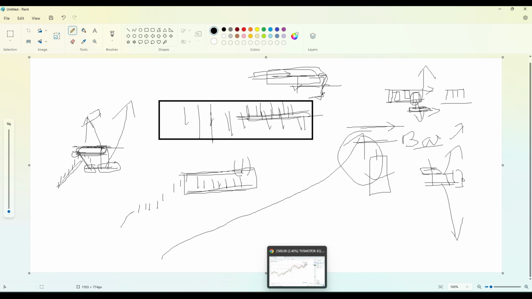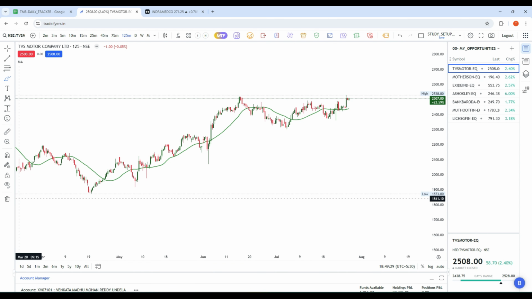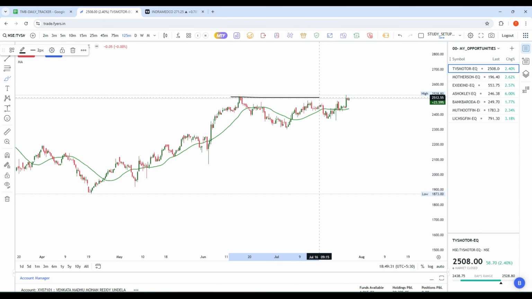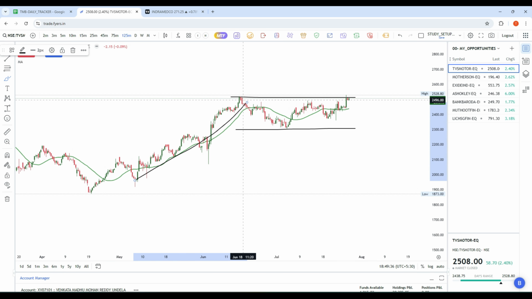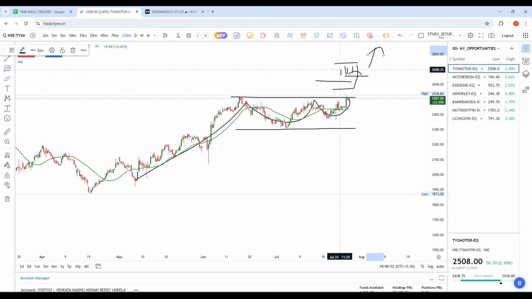Okay, let's go to TVS Motors. In this case, what we are seeing here is, after the run, there is a cup and handle pattern. If this opens in a gap, there is a probability of coming back here. Here it may reverse, or it may trade a little bit here and then start moving. Based on how the price is reacting, we have to decide, and based on that we take the entry.